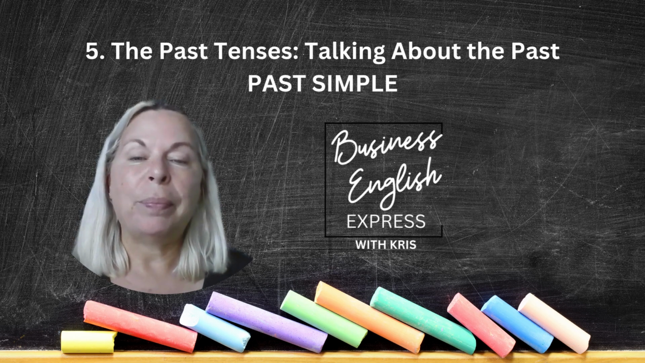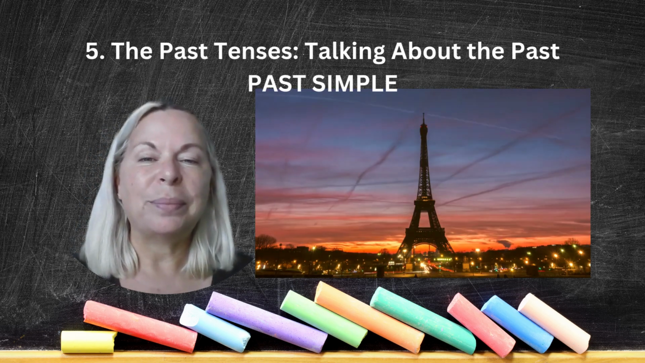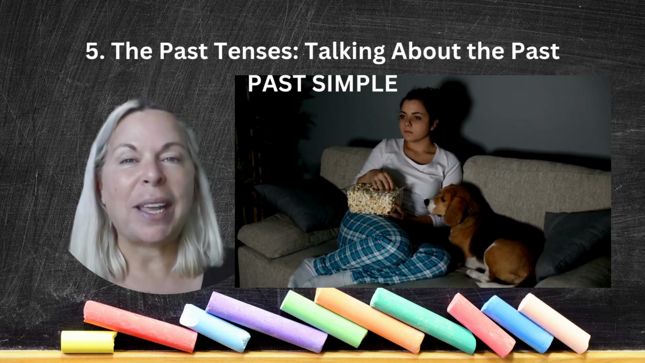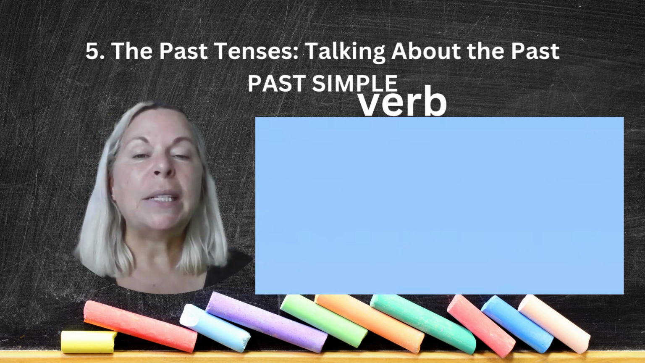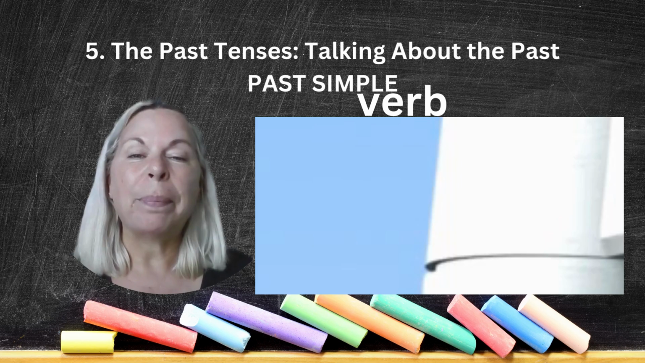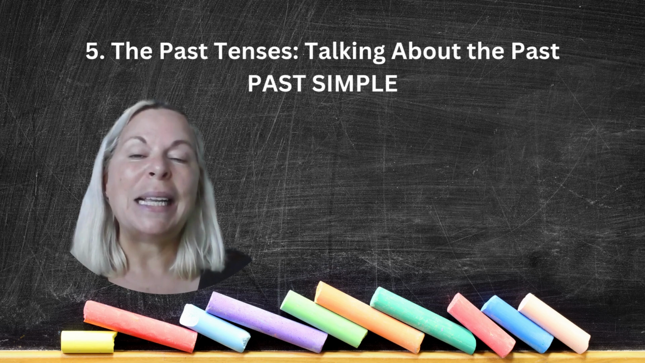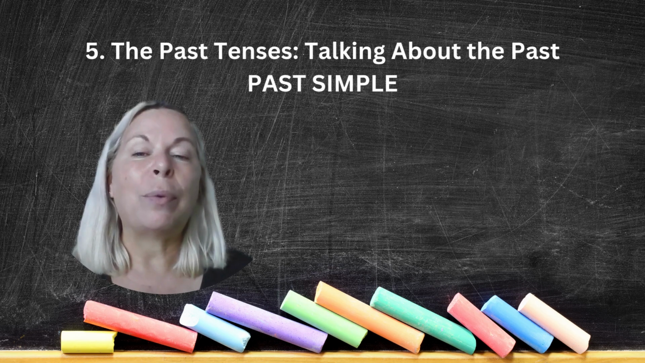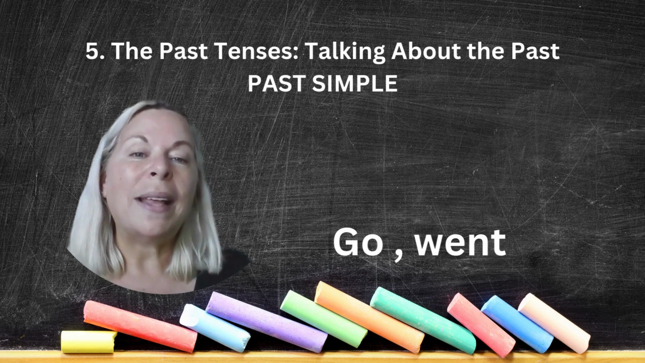For example, I visited Paris last summer. She watched a movie yesterday. You form it by changing the verb into its past form. For regular verbs, that usually means adding ed ending. But for irregular verbs, you'll have to memorize the changes, like go, went.